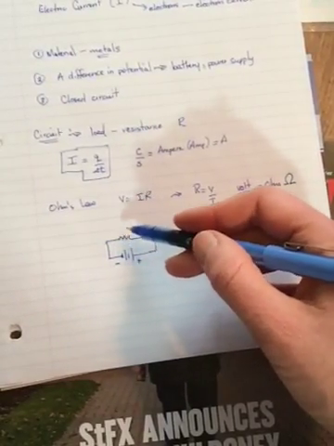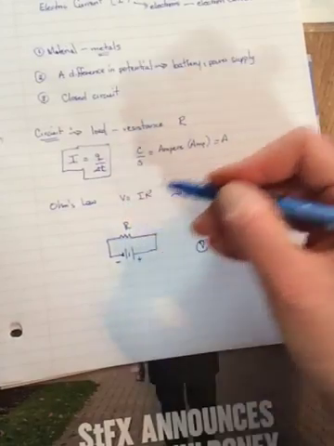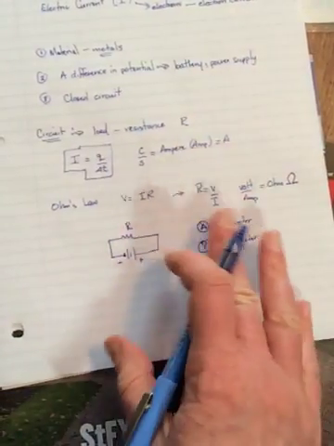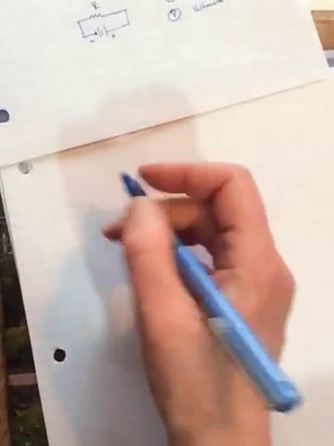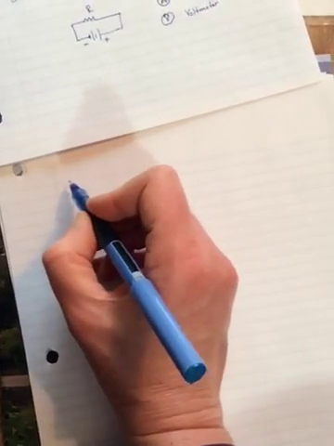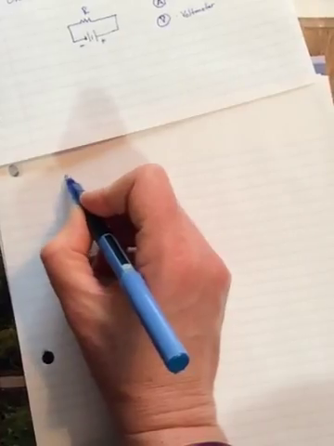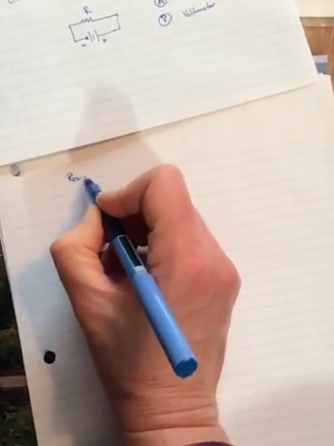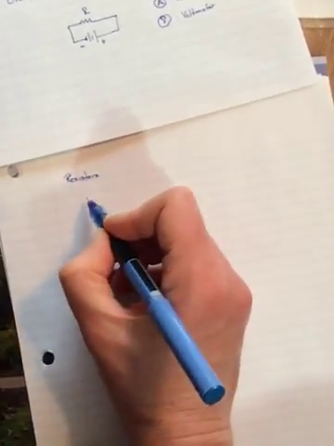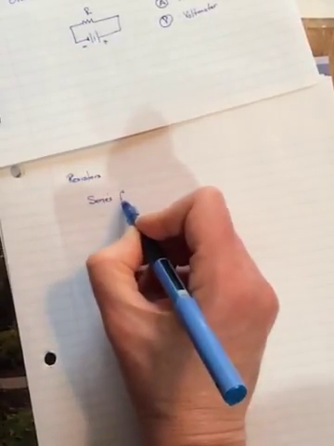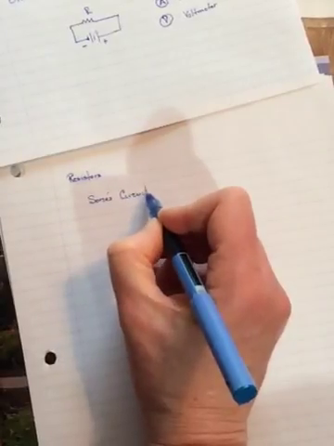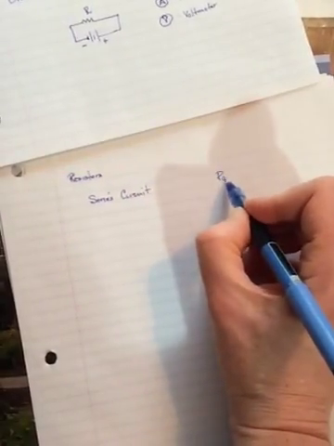In reality, we have way more than one resistor in most of our circuits. We might have 2 or 3 or 4. And if we do, then it means we have a couple ways we can put them together. There's 2 ways that you can put multiple resistance in a circuit. One way to do this is called a series circuit, and the second way is called a parallel circuit.